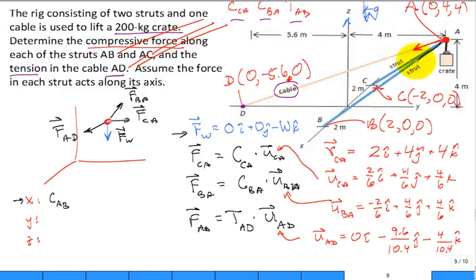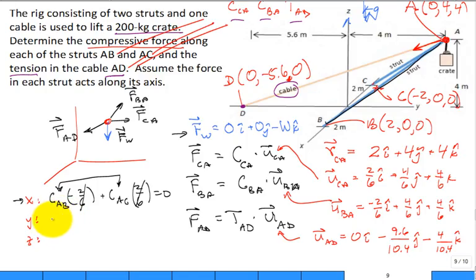So this will be the compression member A to B, that's this strut A to B, times negative 2/6 plus the compression in member CA or AC times 2/6 equal to 0. All right, well, right away what you're going to see is these magnitudes cancel and these compressions are equal. And the problem is symmetric, so those struts have the same amount of compression. That's what comes out of that first equation.